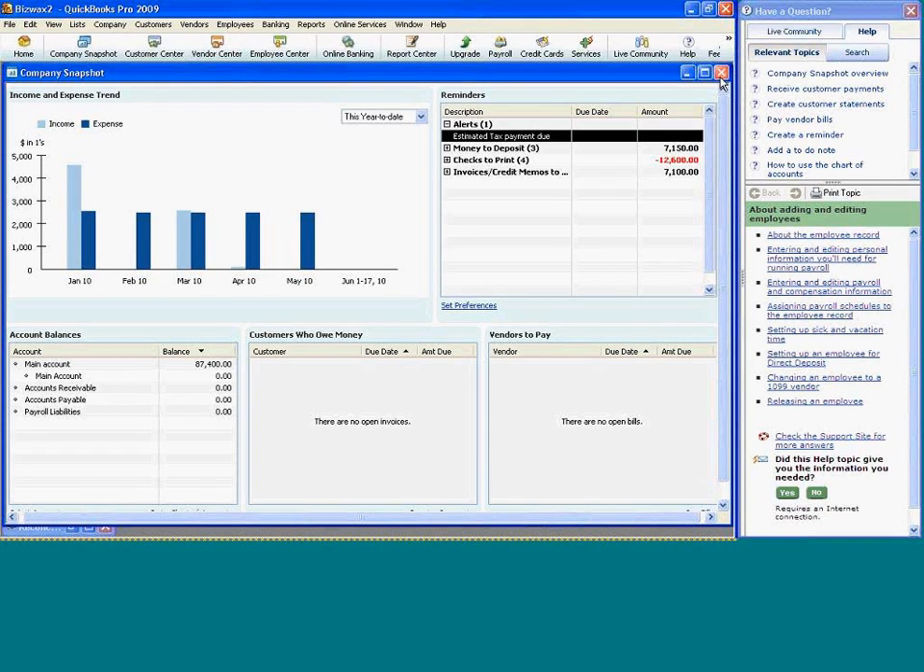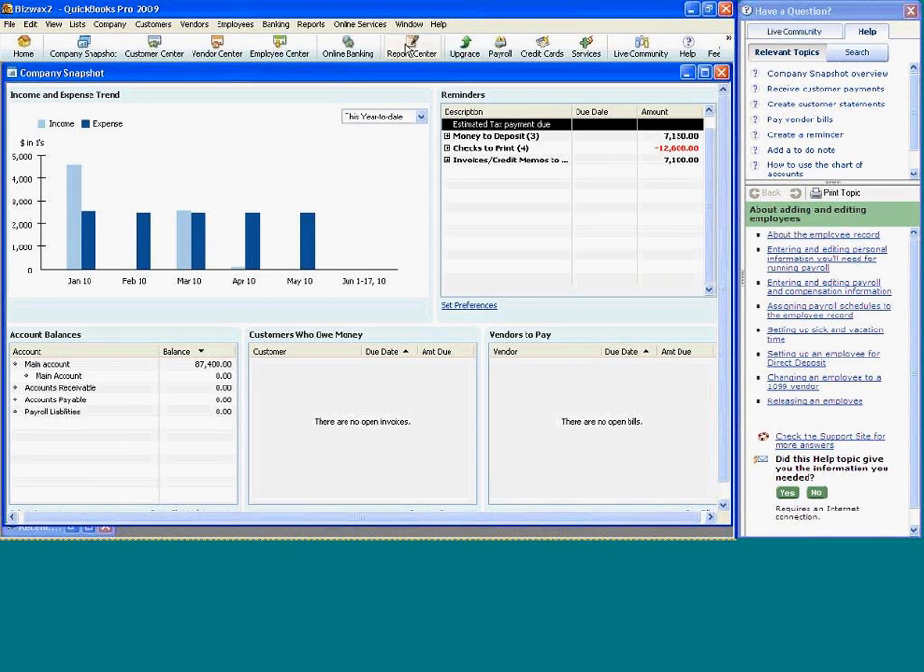The company snapshot is the highest level chart, and it shows you exactly what's happening in the company. Okay, so again, over here we show you the view of the whole company, the company snapshot, the banking. And now we'll go into the nice detail called the report center.